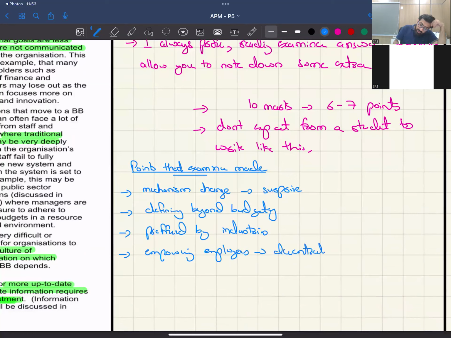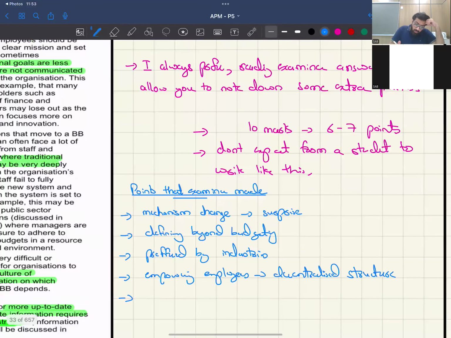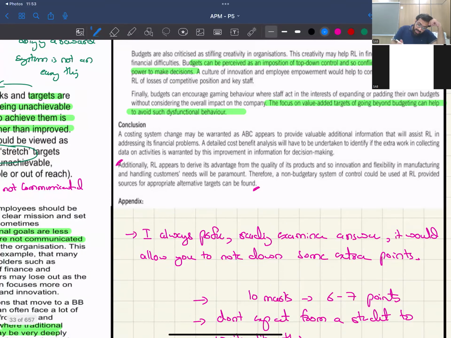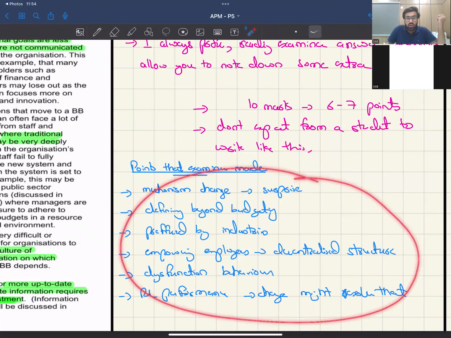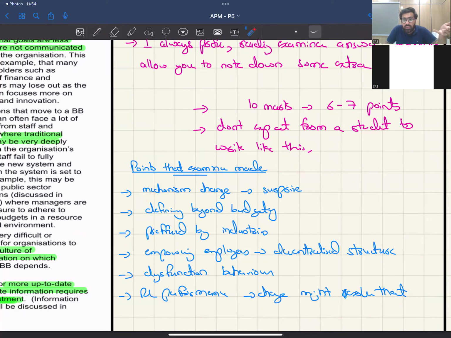Decentralized structure. So he criticized here that RL might not be allowing this culture to be followed, right? And similarly, dysfunctional behavior: you cannot expect anything after changing this, although RL is struggling to perform. One point, RL's performance has also been referred to here, so a change might resolve that. So these are the major points that the examiner made. If someone has defined these points in just 3 or 4 liners, just like the examiner did, you'll get the maximum marks. This is the professionalism, guys. This is how professionals work, right?